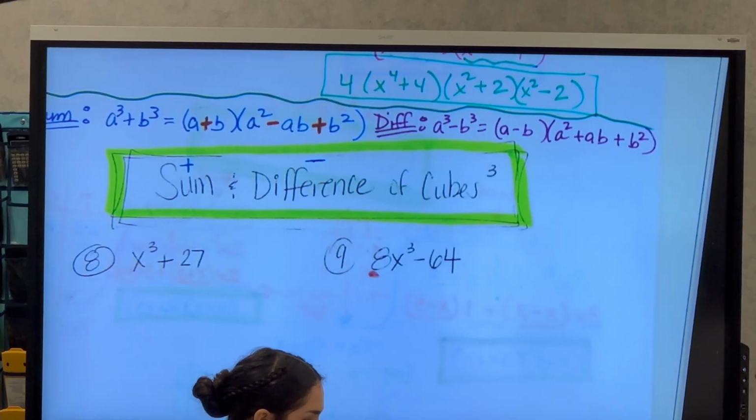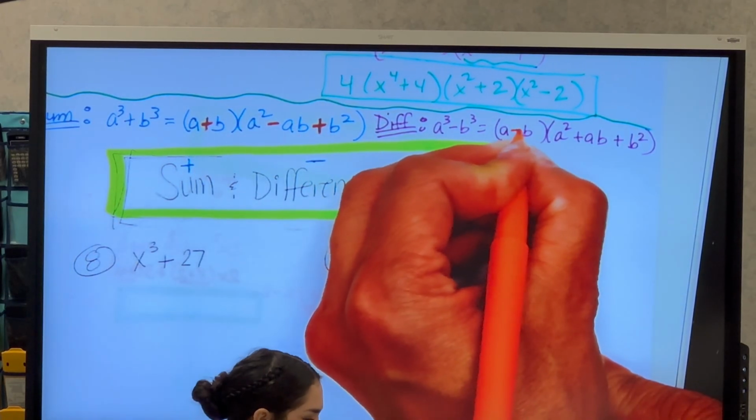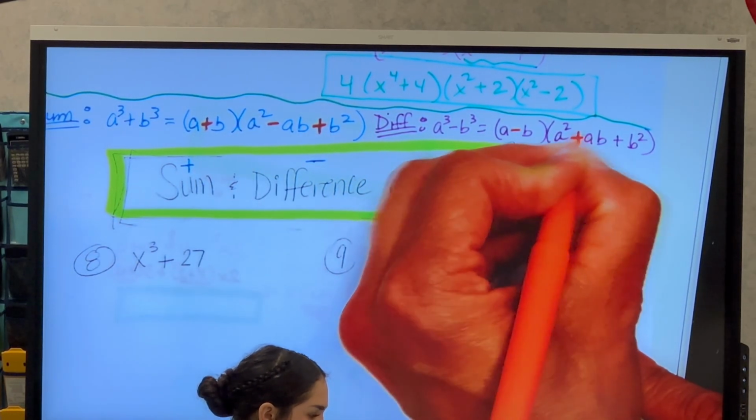So it's the same setup as the sum, except the signs are different. Instead of plus minus plus, it ends up being minus plus plus.